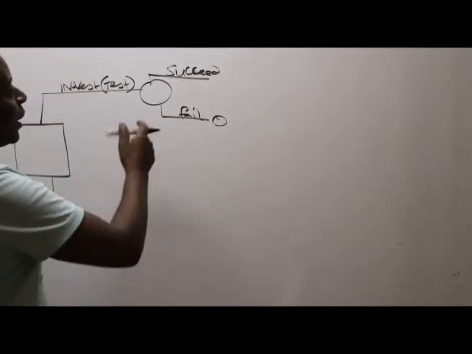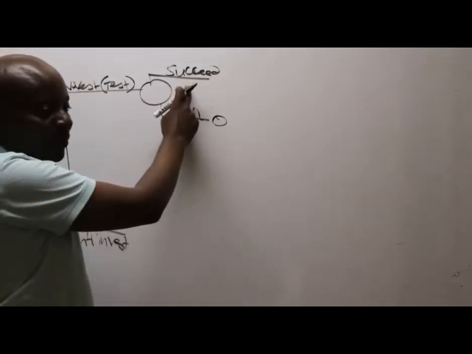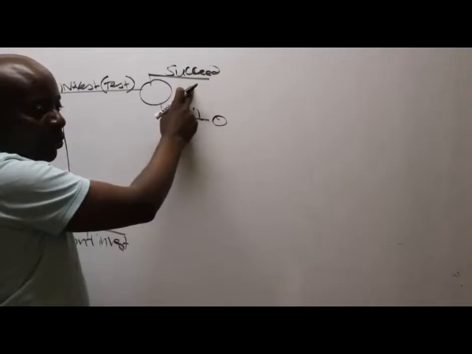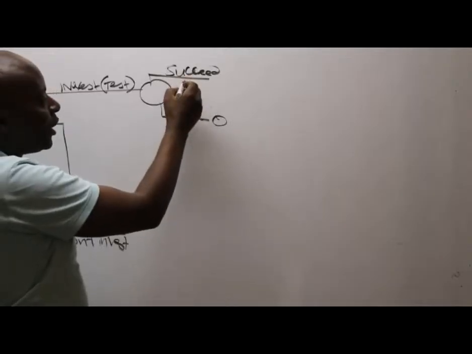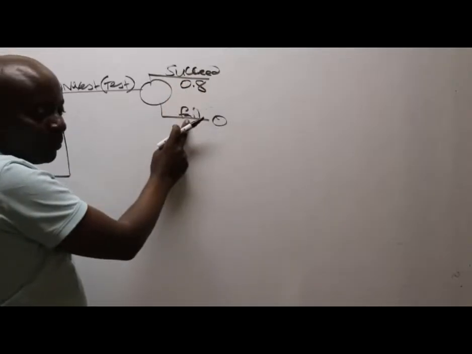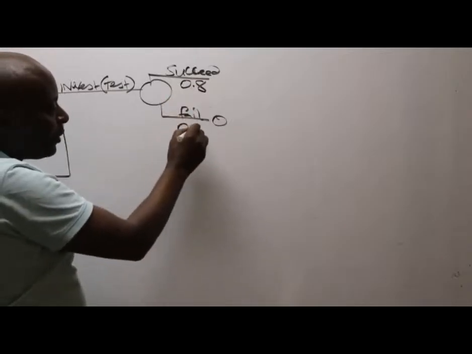And what is the probability of succeeding, ladies and gentlemen, if you could help me? They've told us the probability of succeeding is 0.8. Thank you very much. Then what is the probability of failing here? The two must add up to 1. So this must be 0.2.